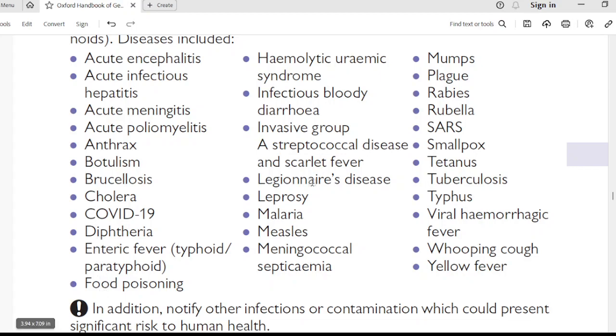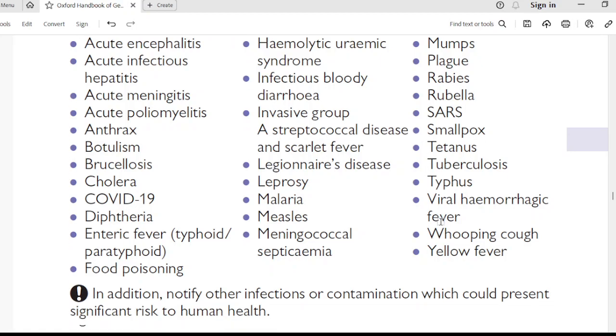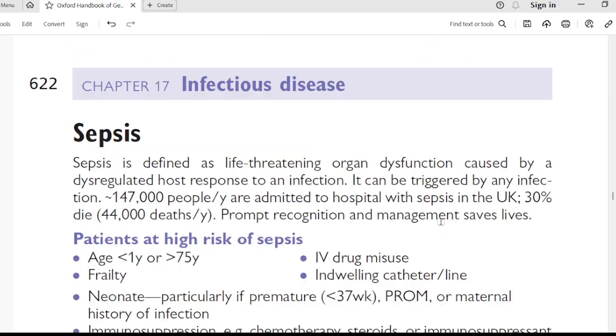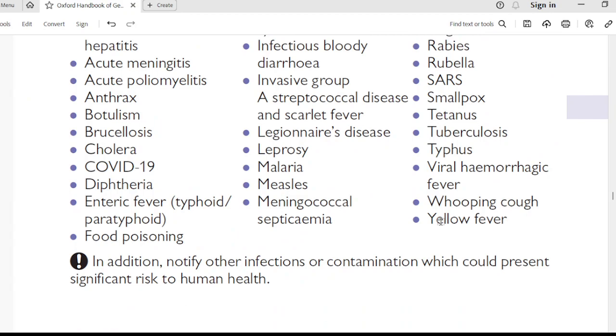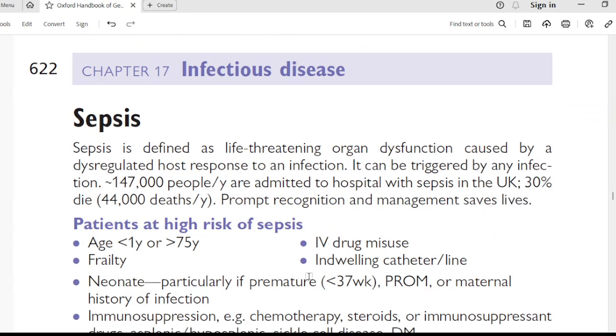paratyphoid, food poisoning, hemolytic uremic syndrome, infectious bloody diarrhea, invasive group A streptococcal disease and scarlet fever, Legionnaires disease, leprosy, malaria, measles, meningococcal septicemia, mumps, plague, rabies, rubella, SARS, smallpox, tetanus, tuberculosis, typhus, viral hemorrhagic fever, whooping cough, and yellow fever. In addition, notify other infections and contamination which could present significant risk to human health.